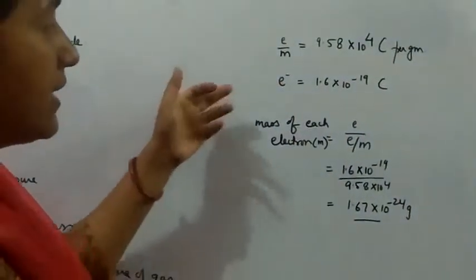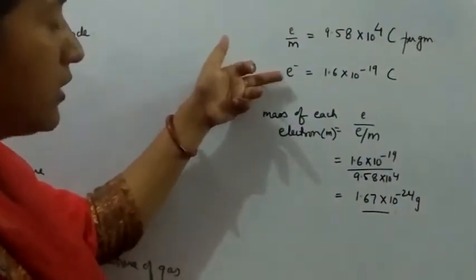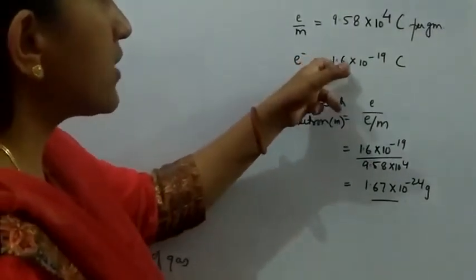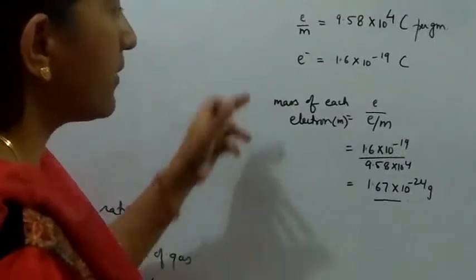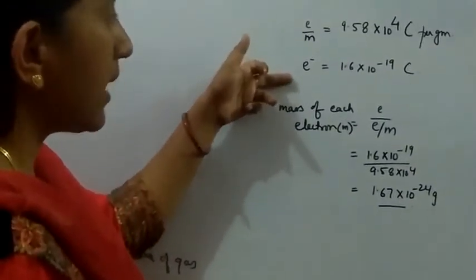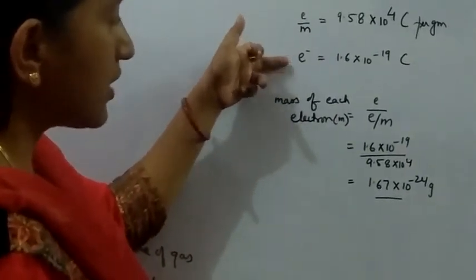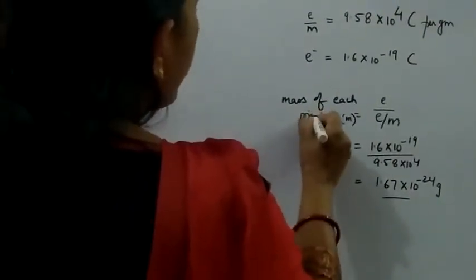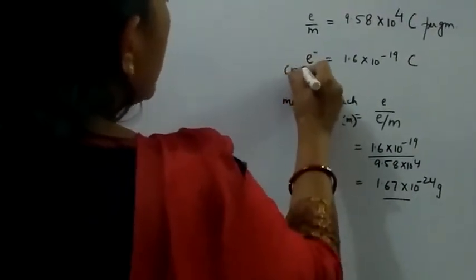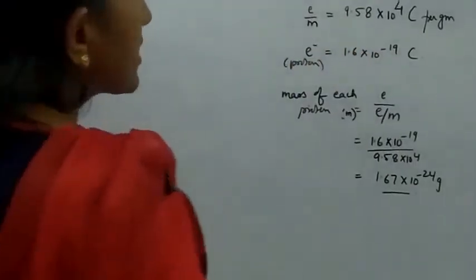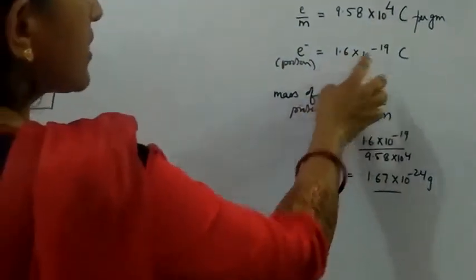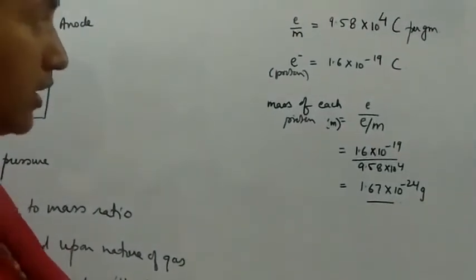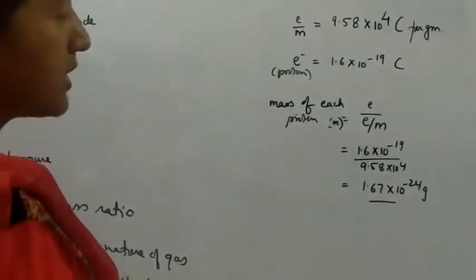and the charge on the proton was found to be 1.6 × 10^-19 coulomb. The charge on the proton or the positively charged particle is 1.6 × 10^-19 coulomb, which is the same as that of the electron but with the opposite sign.